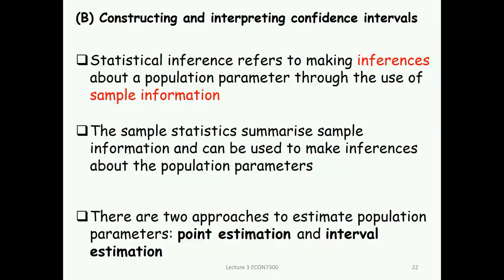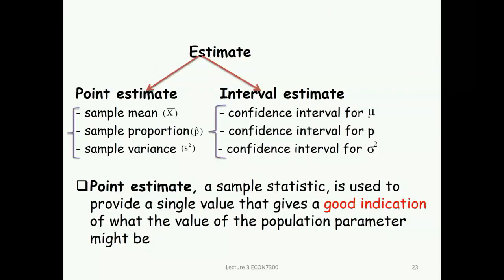So constructing and interpreting confidence interval, okay? This is the point estimate. The sample mean is point estimate. Sample proportion is point estimate. Sample variance is point estimate. So all these things are point estimate. But what I am trying to do is confidence interval for the mean, confidence interval for the proportion. That is what we are going to do today. We do confidence interval for the population mean, which is unknown. We want to do confidence interval for the population proportion, which is unknown. That is what we are going to do.